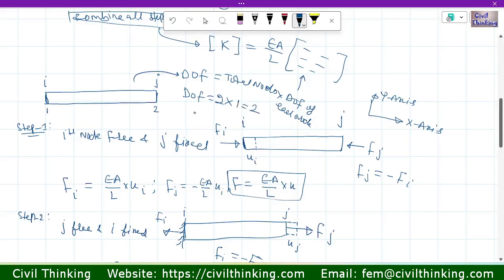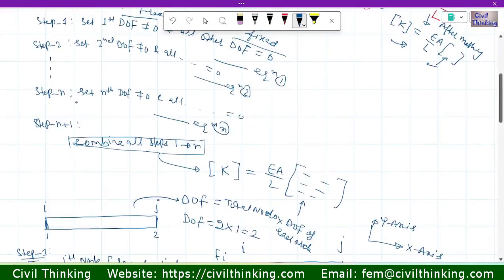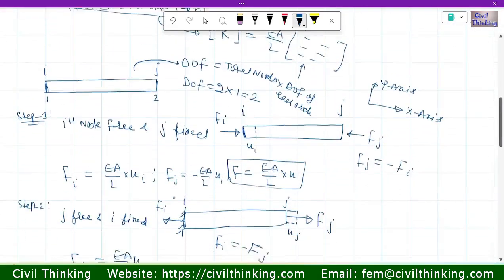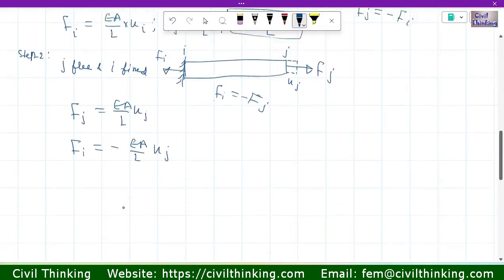So how many steps will we take? I have told you, if there are n degrees of freedom, we will apply how many steps? N plus 1. So if the degree of freedom is 2, how many steps is it going to be? 2 plus 1, right? So 3 steps in 2 degrees of freedom. We have followed 2 steps.